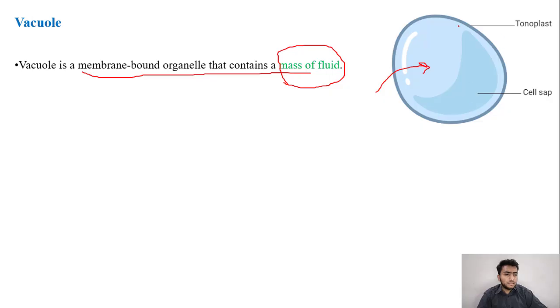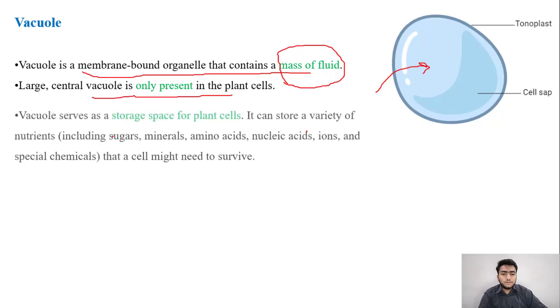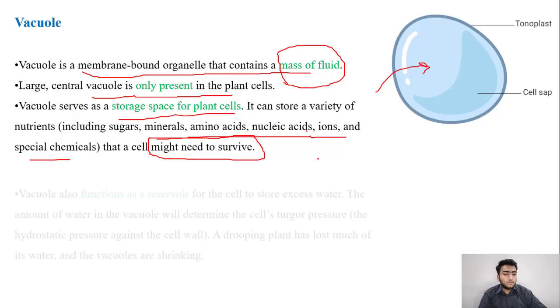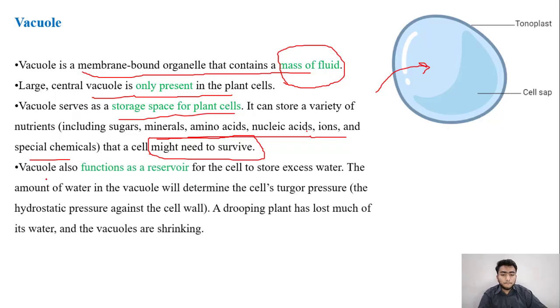This is cell sap, and then the tonoplast is the outermost boundary that surrounds the vacuole. A large central vacuole is only present in plant cells, and it serves as a storage space for plant cells. As I told you, it can store a variety of nutrients that includes minerals, sugars, amino acids, nucleic acids, ions, and special chemicals that a cell might need to survive. So really it also stores essential ions that might be required by a plant cell. It functions as a reservoir for the cell to store excess water. That's also an important point.